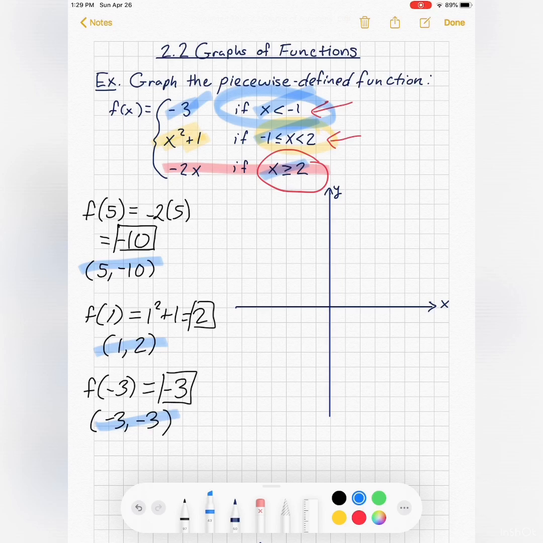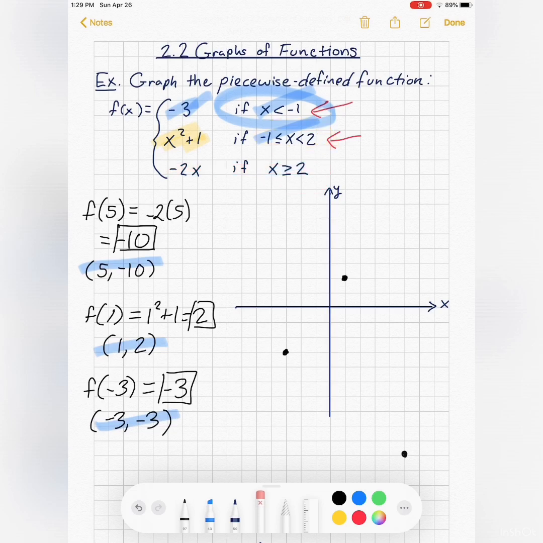But if I was just to plot these 3 points, I can do that. Here's this point down here, (5, -10). Here's (1, 2). (-3, -3). Okay, well, that's fine enough, but that's really not all that helpful in terms of actually graphing the function. Okay, so what's another idea?